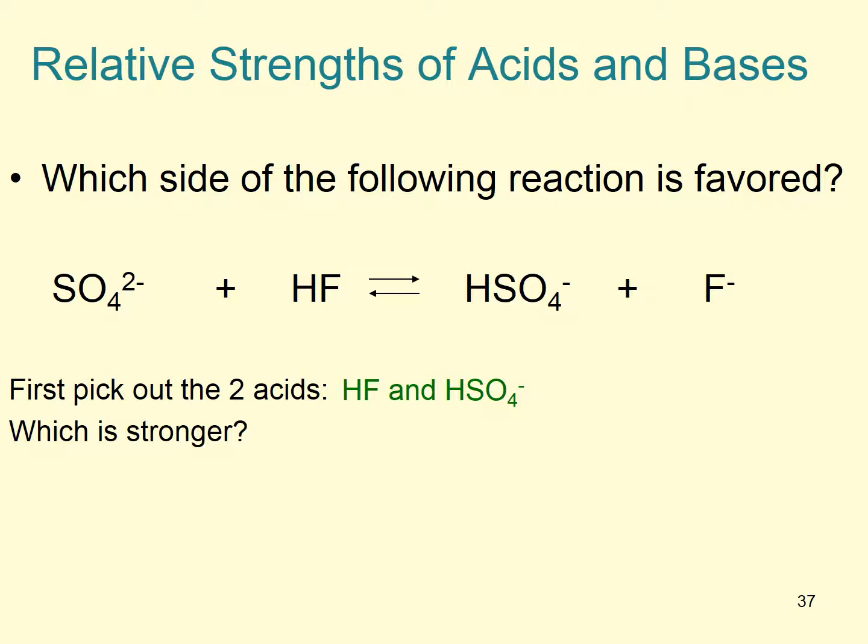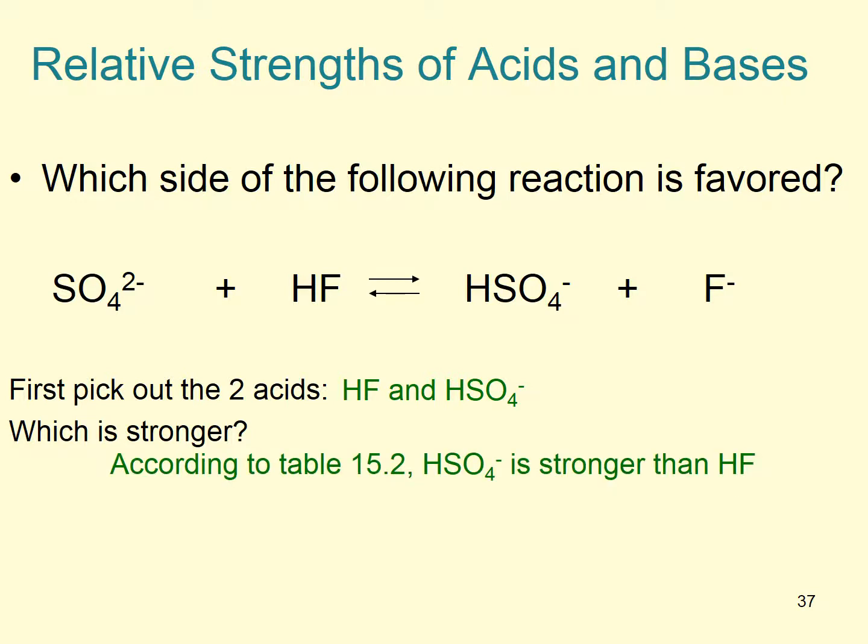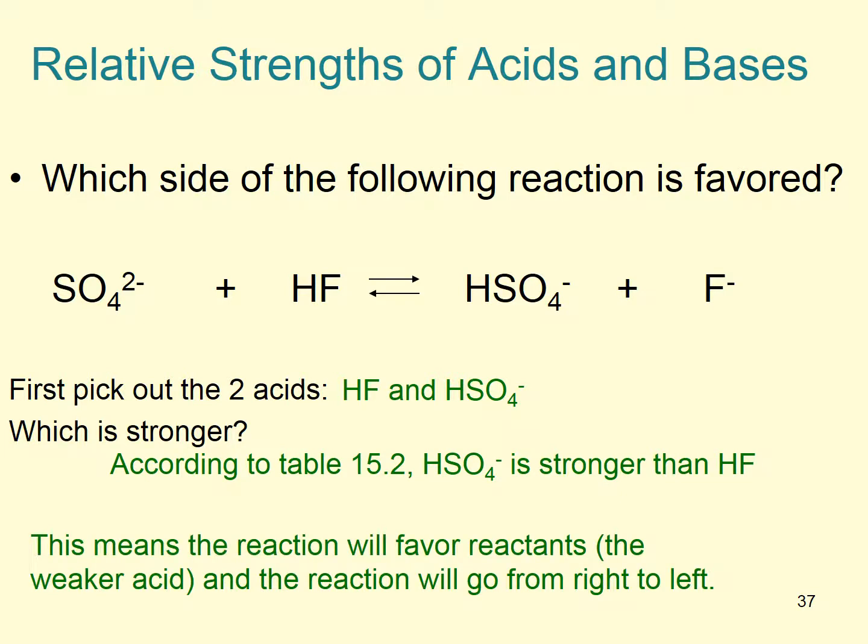So then, which is stronger? You have to go back to the table and look at it, and I can't flip back while I'm recording this, but if you look at that table, you'll see that the HSO4 negative is stronger than the HF. So that means the reaction will tend toward the left. The reactions will go toward the weaker acid, which is from right to left.